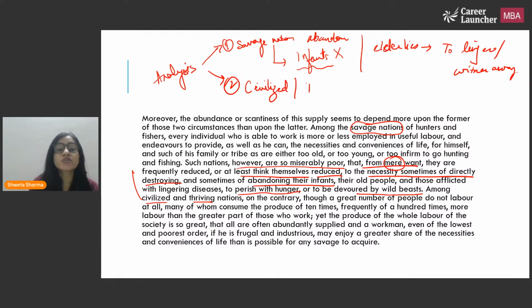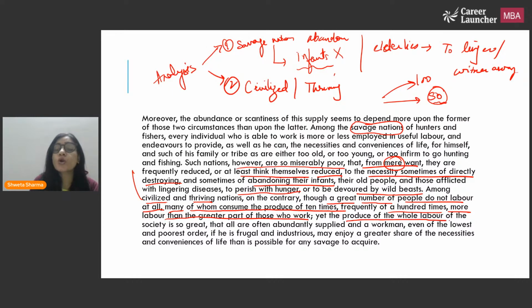Civilized or thriving nations. For them, the author says, on the contrary, though a great number of people do not labor at all, do not work hard at all, many of whom consume the produce of 10 times. So even if there are just 50 people to be consumed, for which the food is required, they will take the intake of 100 people. They take 10 times. Maybe 500 people ask for a supply of 500 people. So, who consume the produce of 10 times, frequently of 100 times, more labor than the greater part of those who work.